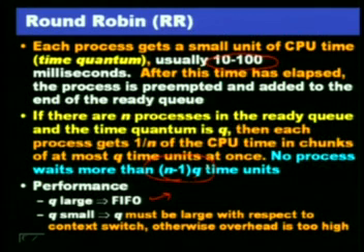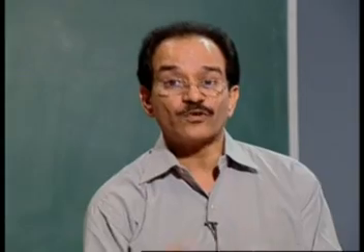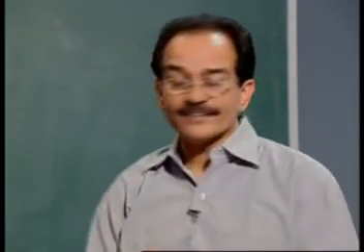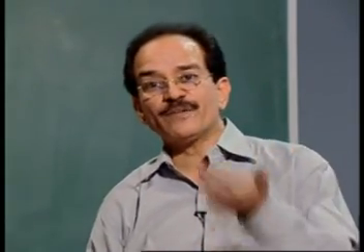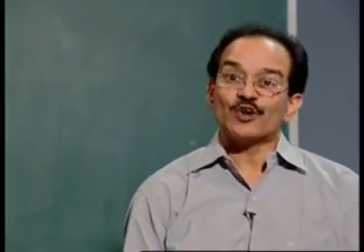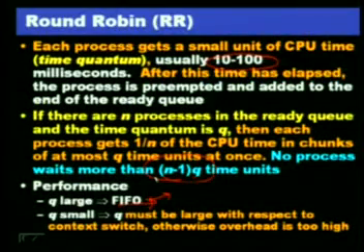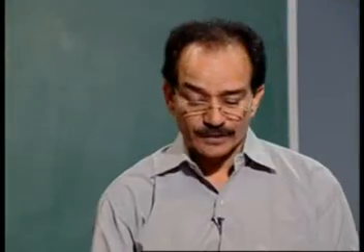Now, if the time slice which I have defined is very small, what will happen? There will be a lot of context switching, meaning it will keep on jumping from one job to the other without doing much for the jobs. So this is the effect of the time quantum which we allocate in round robin scheduling being very large or very small.